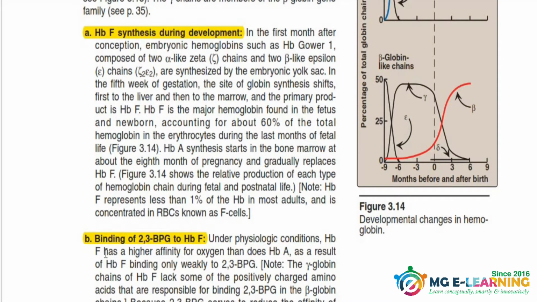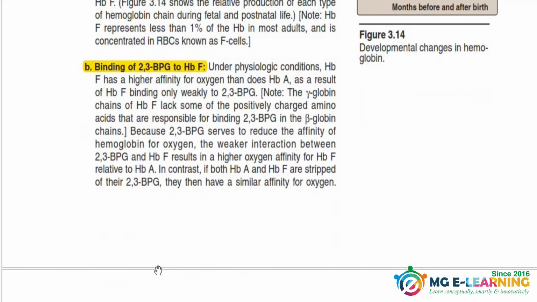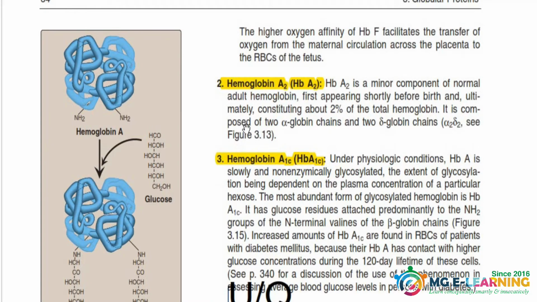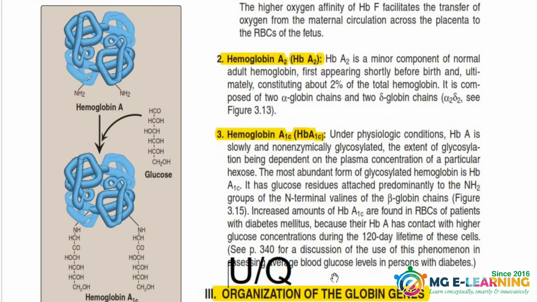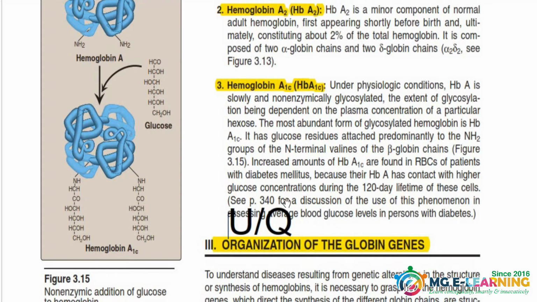Okay, binding of 2,3-BPG to hemoglobin. Yes, you have to read all of this. You don't have to learn this, just read it. And hemoglobin A2, HbA2, is very important. HbA1c is very important. They ask about these a lot.